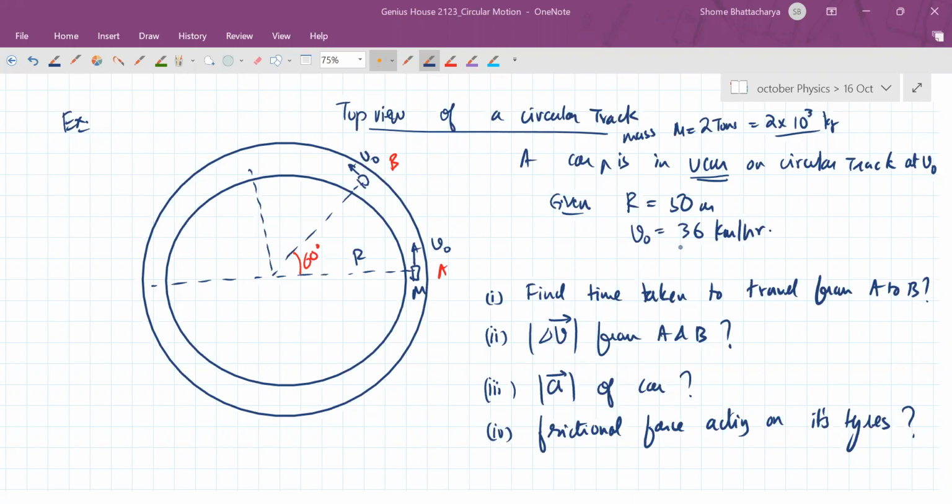So centripetal acceleration is responsible for changing the direction of the velocity, right? Then sir, what is omega? What is alpha?